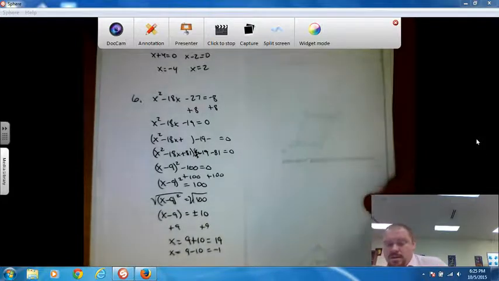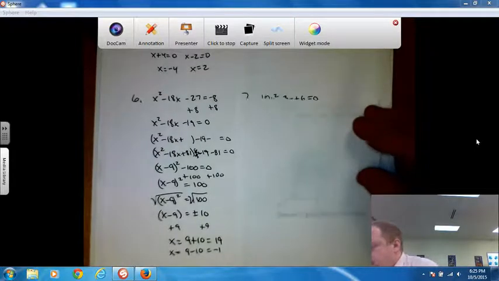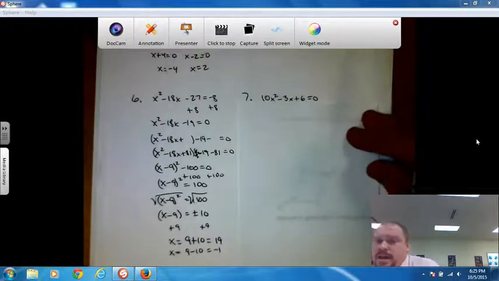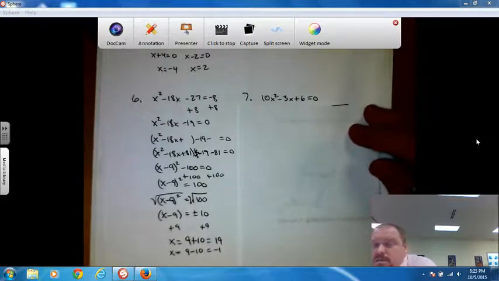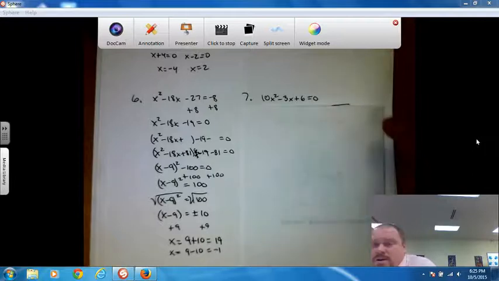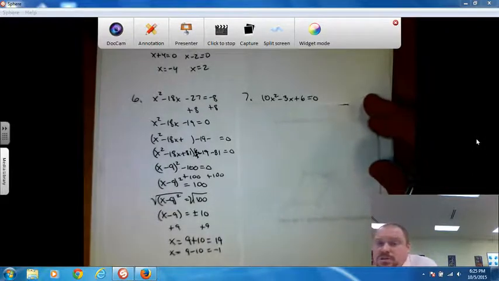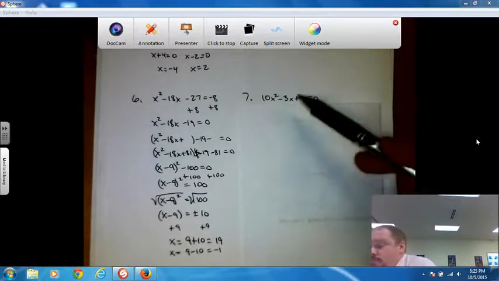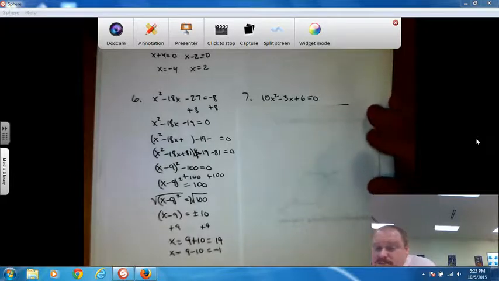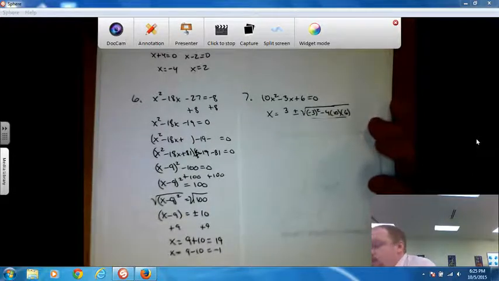Okay, number 7. Okay, in this case, I can't factor. I mean, I could factor a 10 out. That's great. Also, the middle number is not even. So I'm certainly not going to complete the square, and I don't know factors that will help me factor this very easily. It may be easily factorable, but I can't see it right away, so I'm not going to factor it. So that leaves me with quadratic formula.